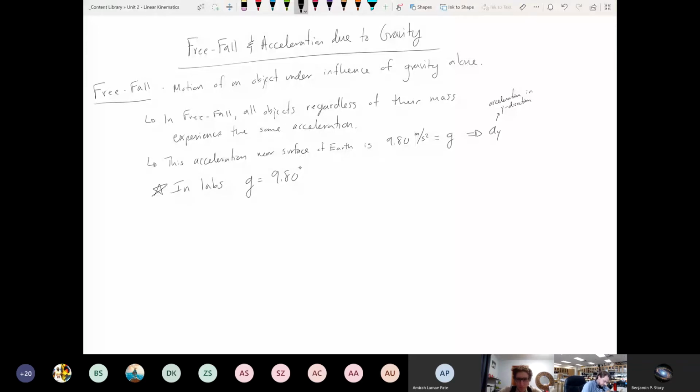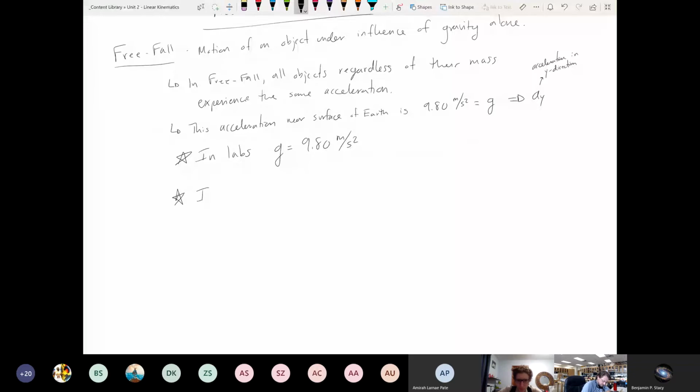In problems or assessment questions, not labs, but in problems and assessments, you can use little g equals 10, because it's slightly less of a headache to just use 10, and we care about the process of solving these problems, we don't care so much about the exact numerical answers that we get.